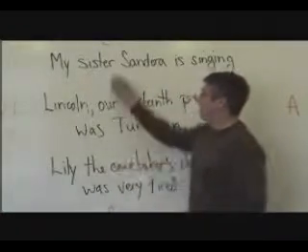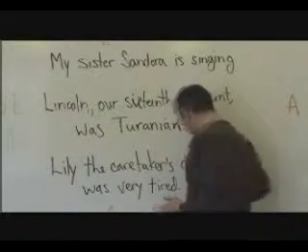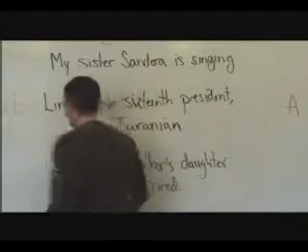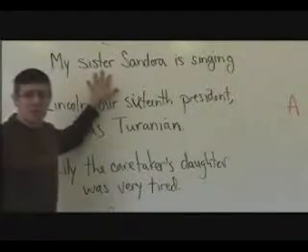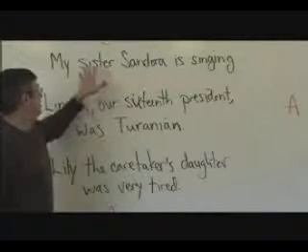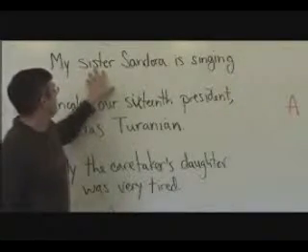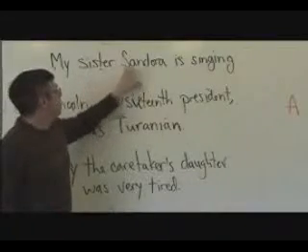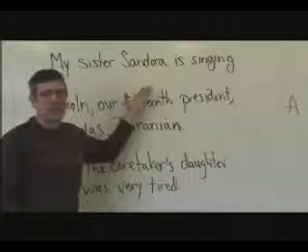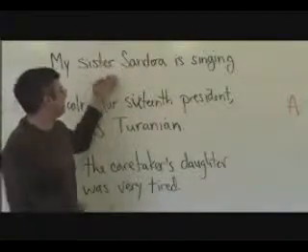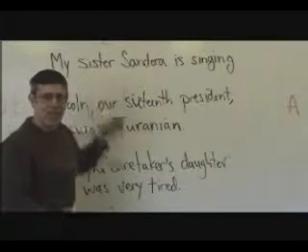Here's an example. My sister Sandora is singing. Now, if you look at this, my sister, that's a nominal phrase, right? Sister is the head noun, and my is the adjective there, possessive pronoun. But what is this Sandora doing there? It's not an adjective. I mean, it's bumping right against this noun, sister.